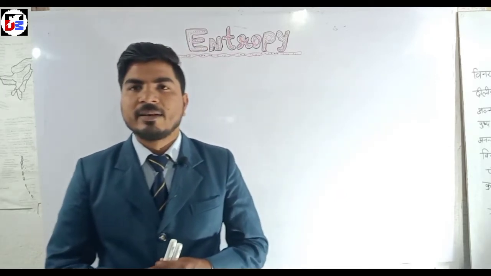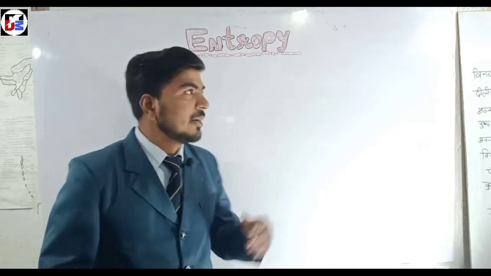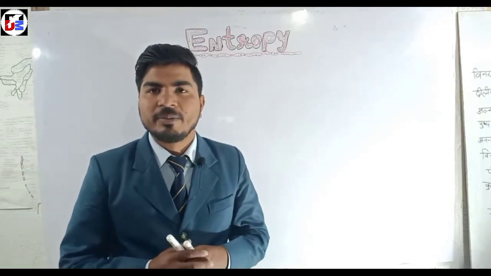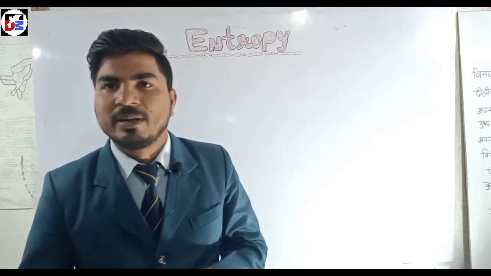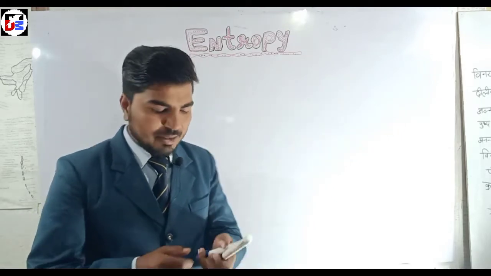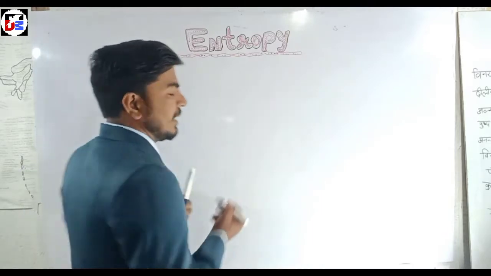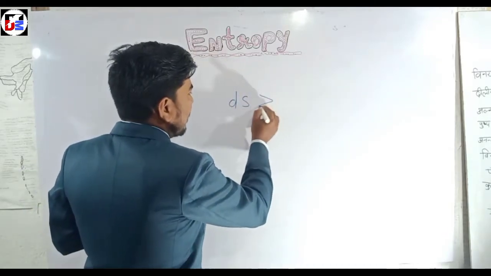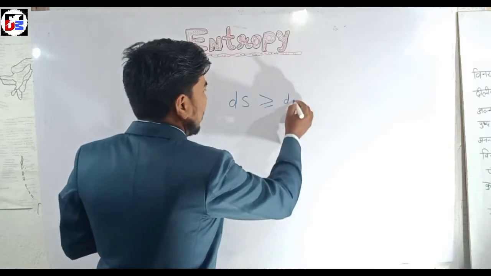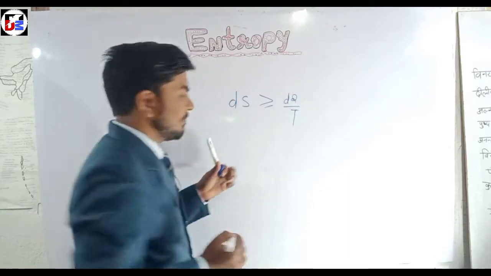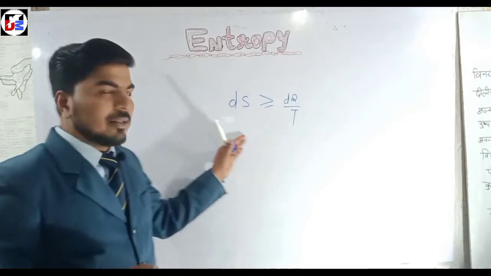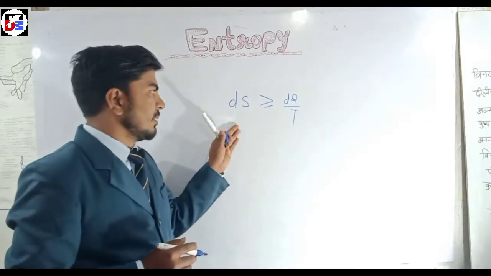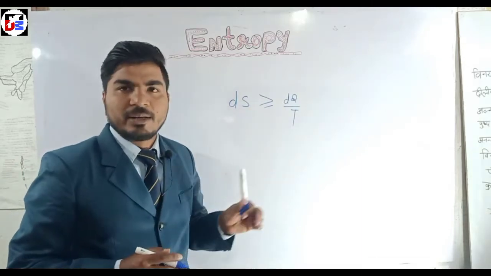In the last lecture we discussed entropy and the entropy principle. What is the entropy principle? We have seen that ds is always greater than or equal to dq by T, whether the process is reversible or irreversible.